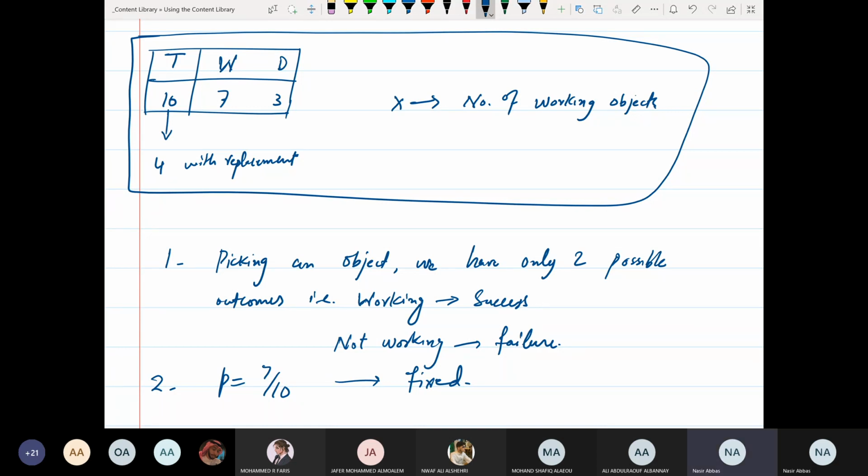Number 3, the trials are independent. You pick the first object and then you replace it back. Then you pick the second object. Now, the result of this second trial, that is you pick the second object, does it depend upon the result of the first trial?